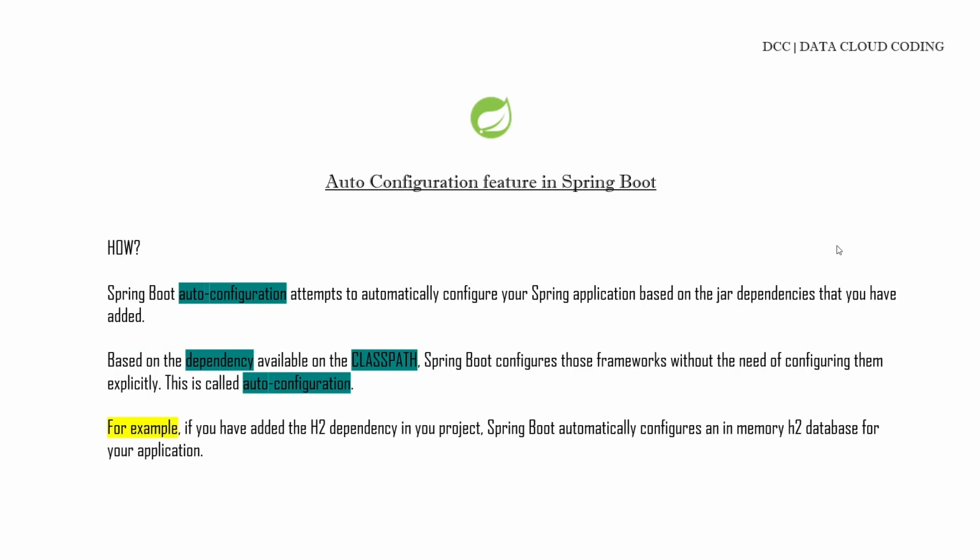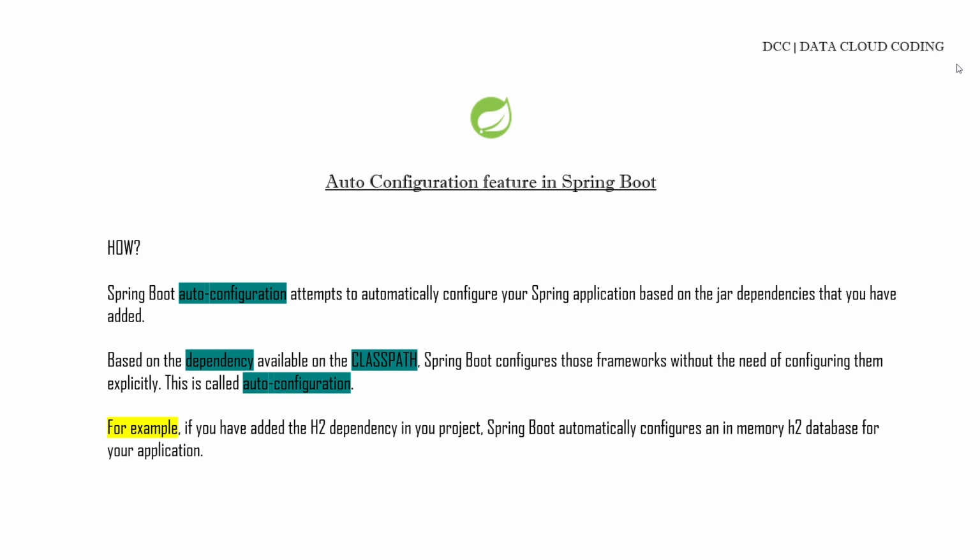So we have seen the need for auto configuration in our Spring Boot applications. Now let's take a look at how Spring Boot does this auto configuration. The Spring Boot auto configuration feature attempts to automatically configure our Spring application based on the jar dependencies that we have added. Based on the dependencies available on the classpath, Spring Boot configures those frameworks without the need of configuring them explicitly or manually. So this is the auto configuration feature of Spring Boot.